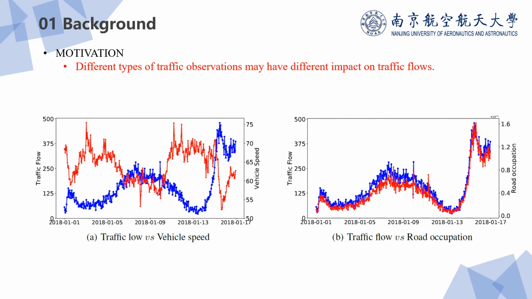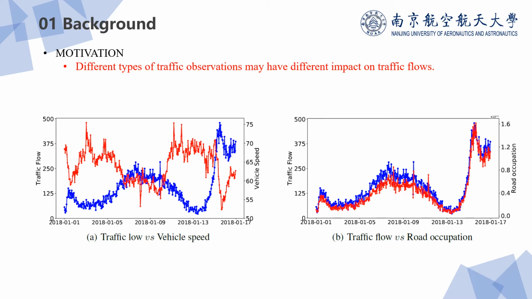However, there are lots of traffic observations such as vehicle speed, road occupation, and traffic flow. Different types of traffic observations may have different impact on traffic flows. The left part of this figure shows the relationship between traffic flow and traffic speed. From the picture, we can see that traffic flow and speed are negatively correlated. That's to say, the traffic speed will slow down with the increase of traffic flows, and vice versa.